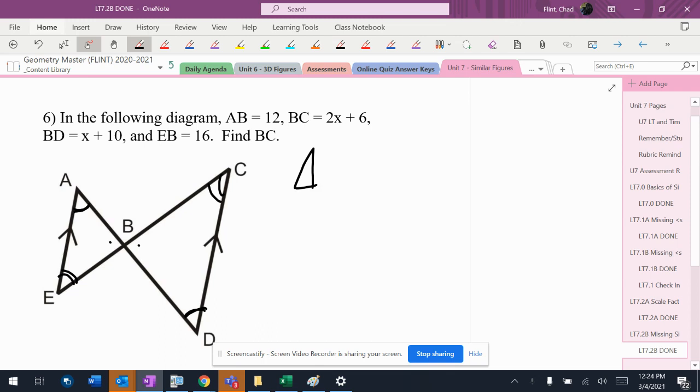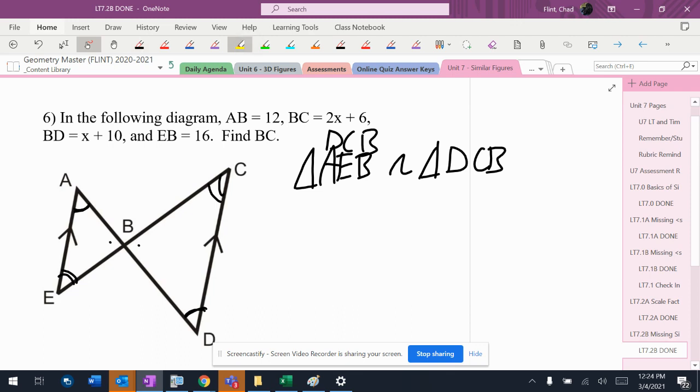So I'm going to write my own congruent statement here. So A matches up with B. E matches up with C. And B matches up with D. Then I'm going to stack them, because I'm still going to highlight my sides. So I'm going to go AB, AE goes with DB.